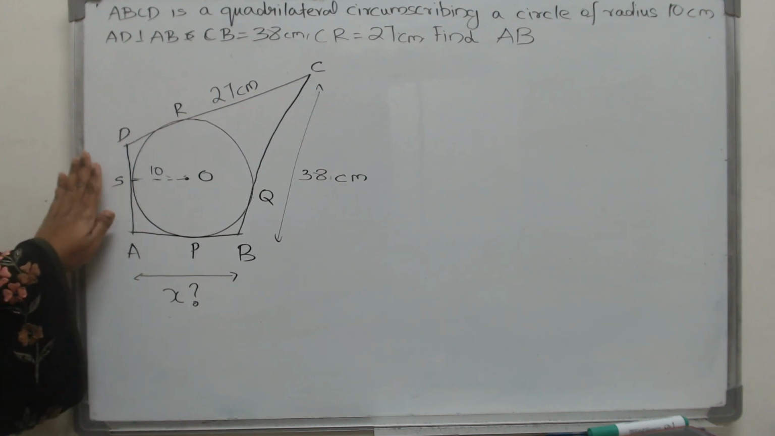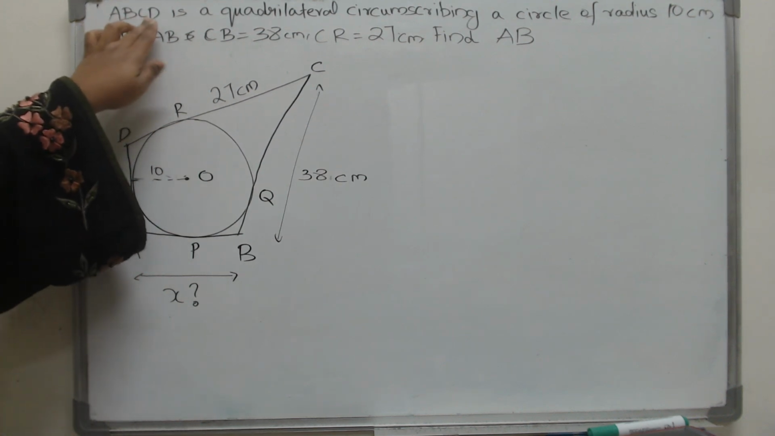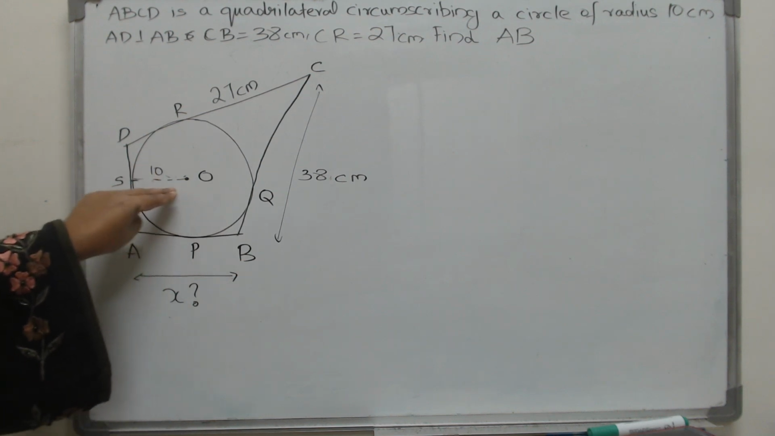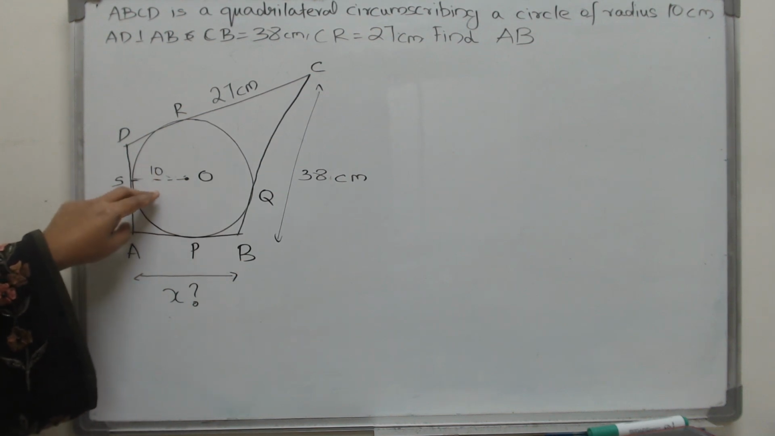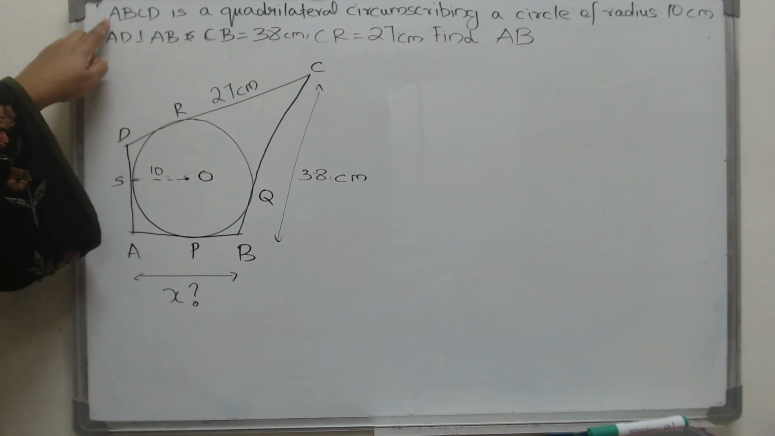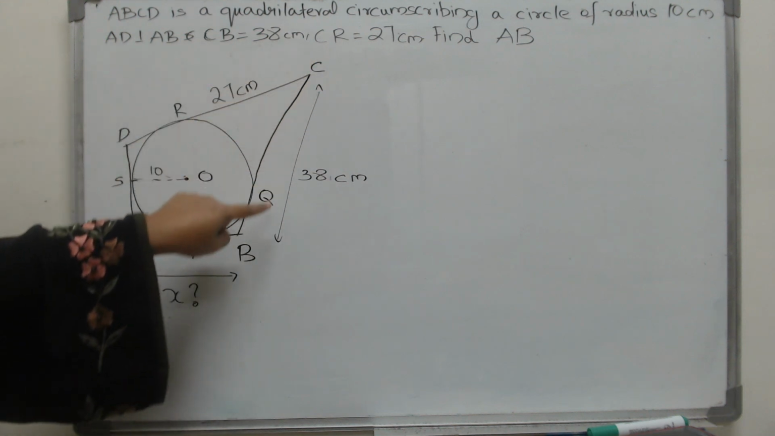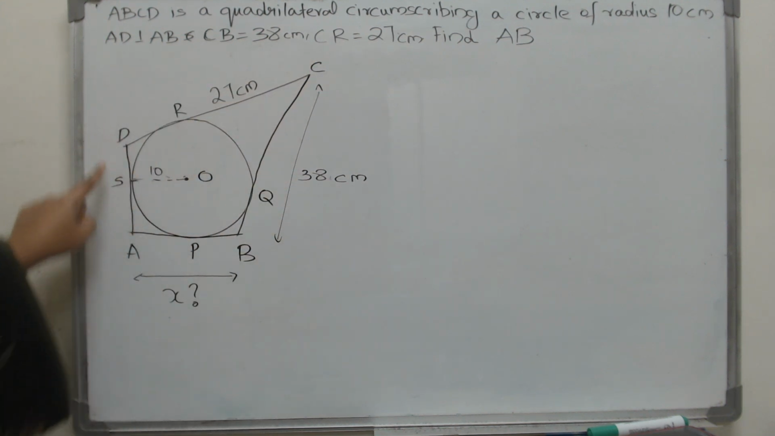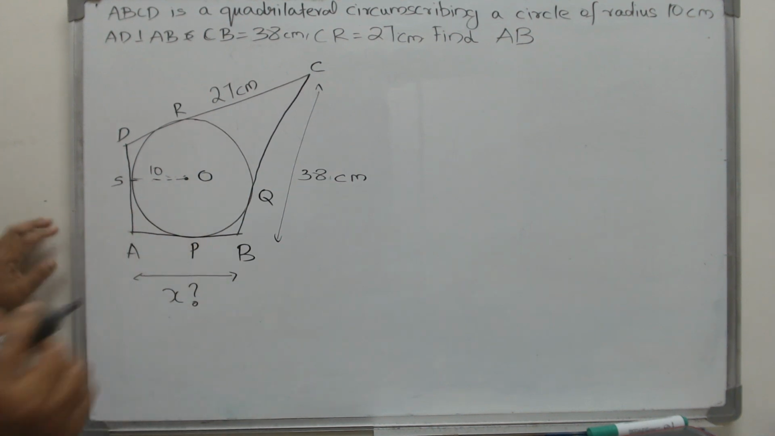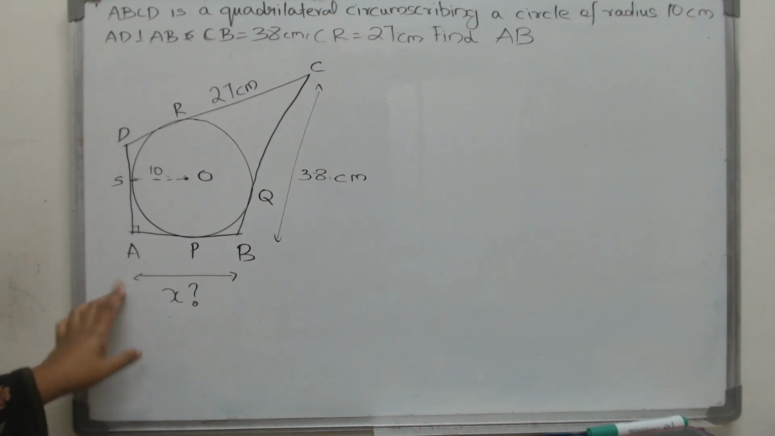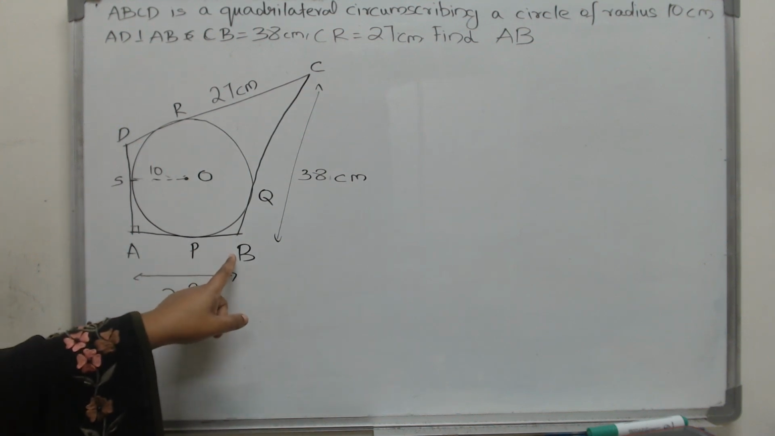Here we have a quadrilateral ABCD circumscribing a circle whose radius is 10 centimeters. Now what else do we know about this quadrilateral? One of its sides is 38 centimeters and two of its sides are perpendicular to one another. What we need to find is the side AB.